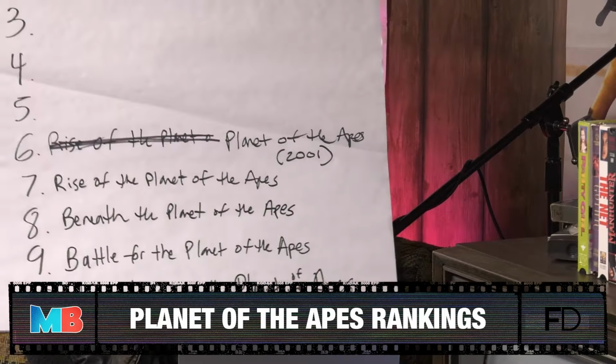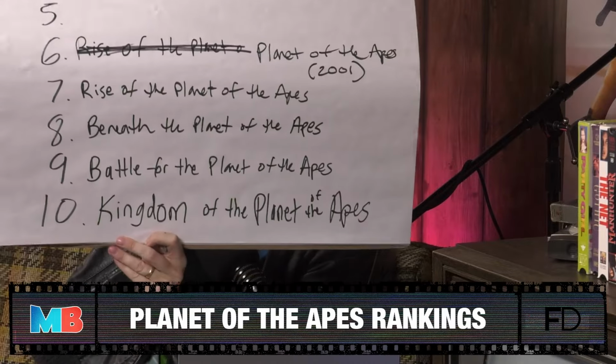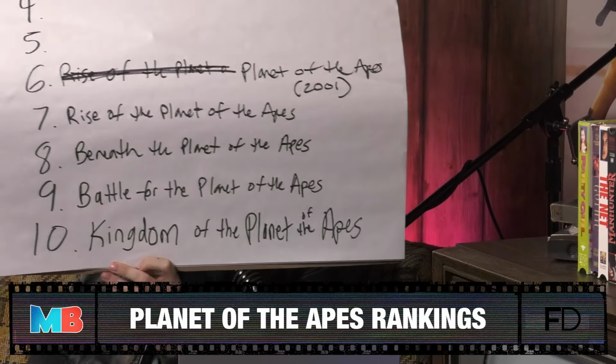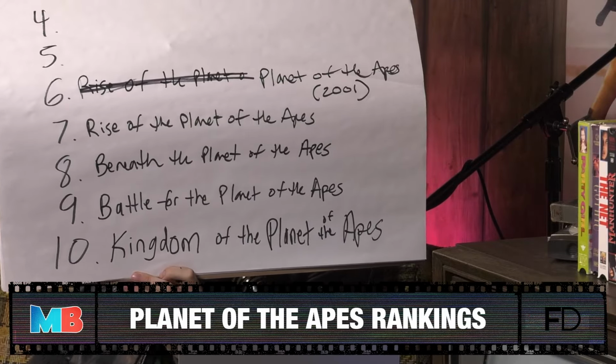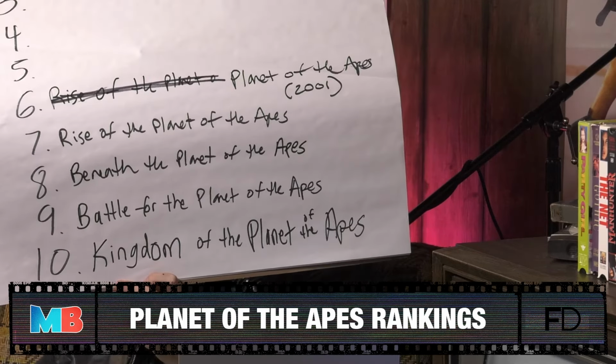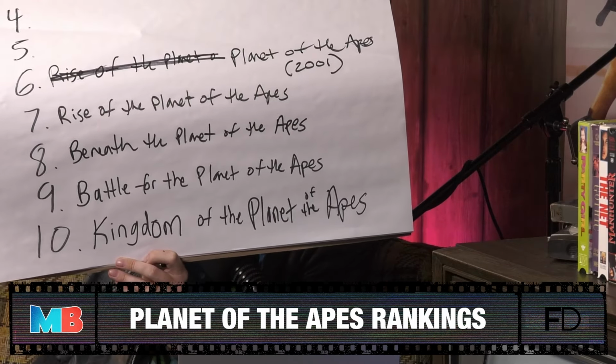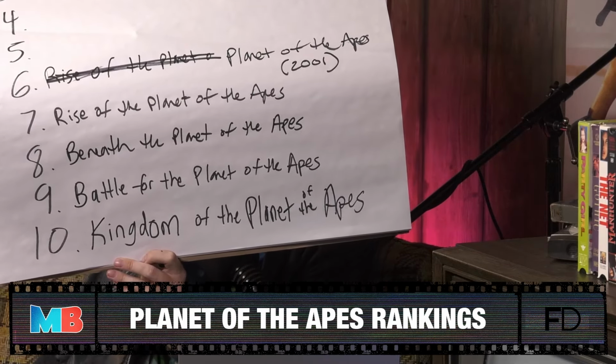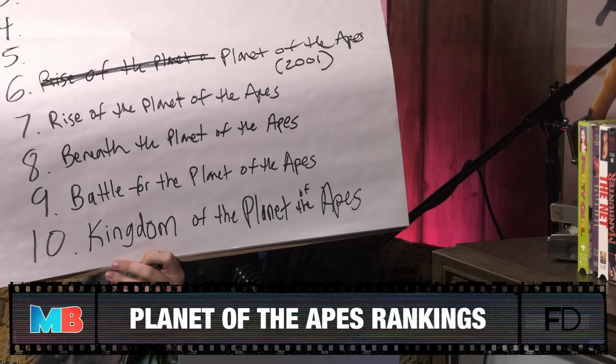This is right though, because like we said, Brett, from 9 and up, these are all good. So here's what we're looking at so far. At 6 we have Tim Burton's Planet of the Apes. 7, Rise of the Planet of the Apes of James Franco. 8, Beneath the Planet of the Apes. 9, Battle, the 5th one that's sort of gorillas versus chimps, and then 10 is Kingdom of the Planet of the Apes, the new one that we didn't like.